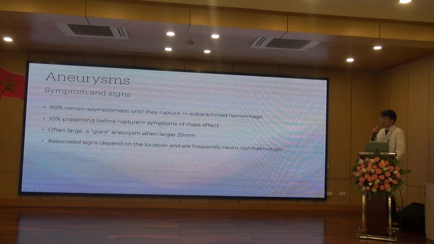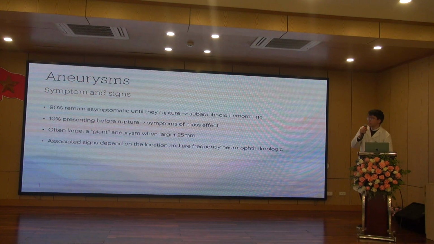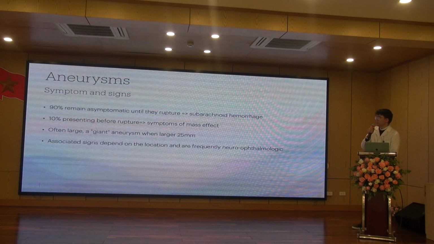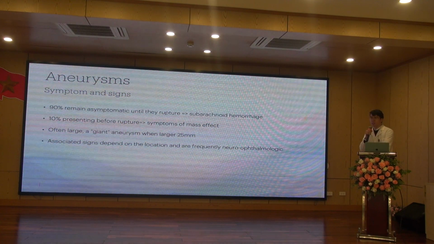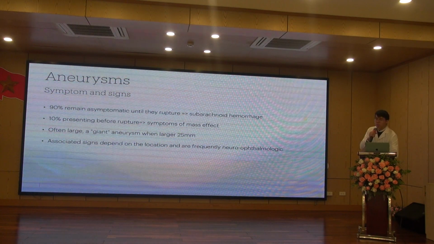About the symptoms and signs of aneurysm, up to 90% are asymptomatic. When they rupture, they create a subarachnoid hemorrhage. Only 10% of aneurysms have symptoms of mass effect. The associated symptoms and signs depend mostly on the location and are frequently a neuro-ophthalmic condition.